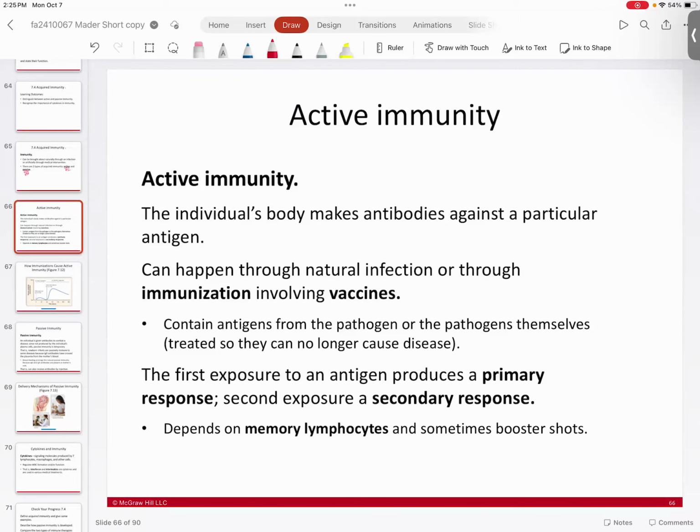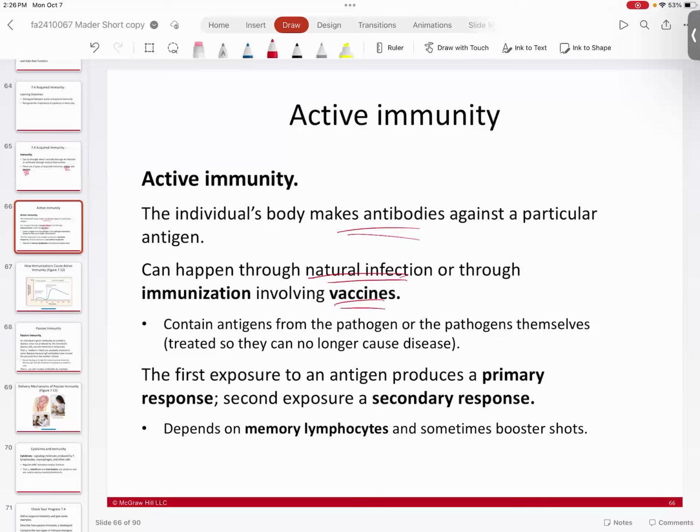So active immunity basically is when you cause the body's immune system to make its own antibodies, to basically mount an immune response against a particular antigen. For instance, this either can happen through normal infection, like you get the flu, for instance, and you build antibodies toward that when you beat it up, or you can get it through vaccinations.